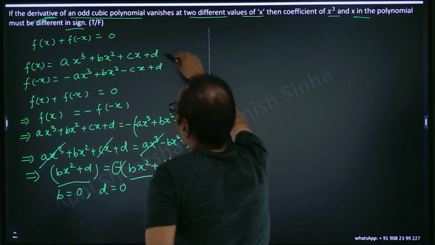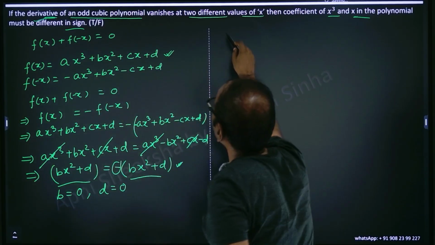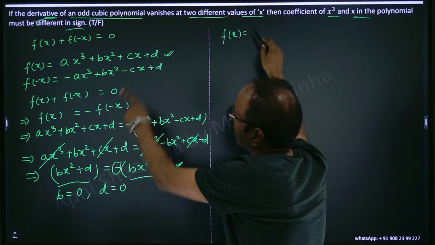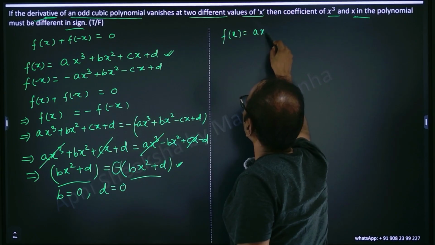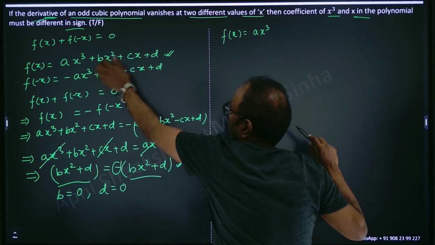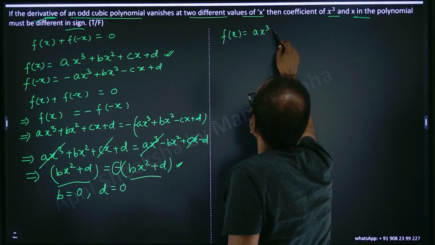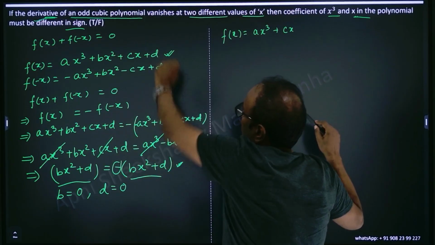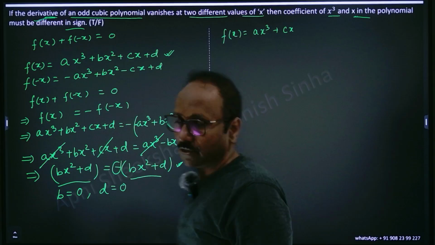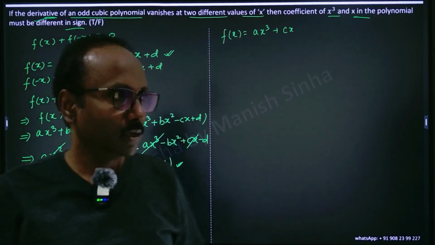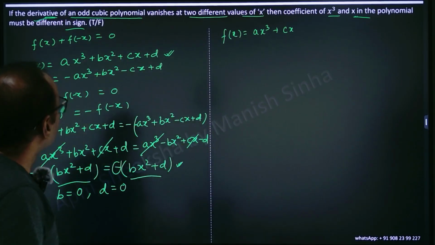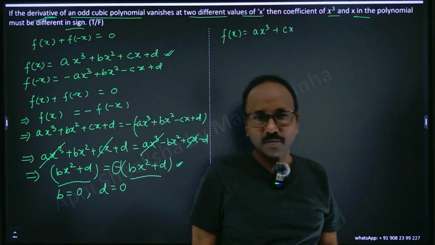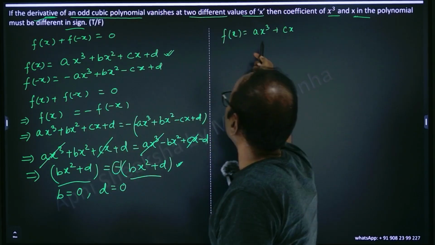So our f(x), the polynomial, will reduce to ax cube. b is 0, so the second term will finish. d is 0, so the fourth term will finish. So we got the cubic polynomial, the odd cubic polynomial, which is this.